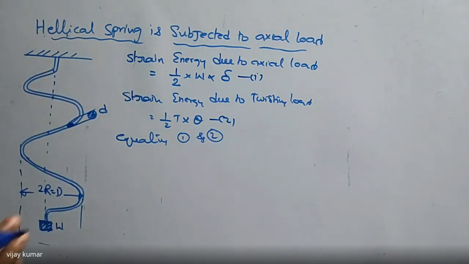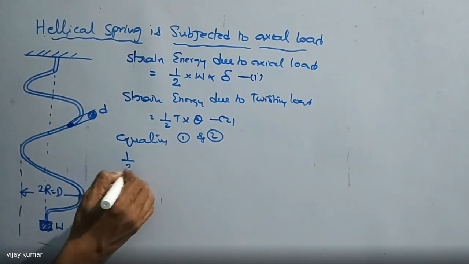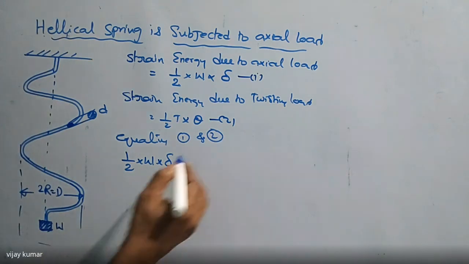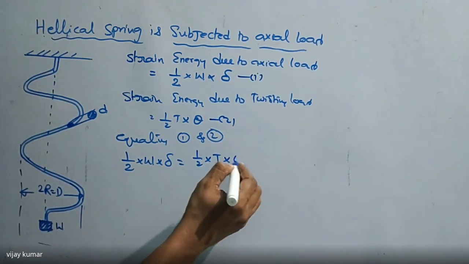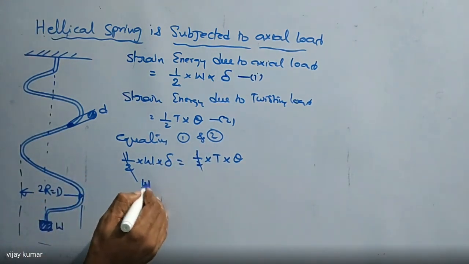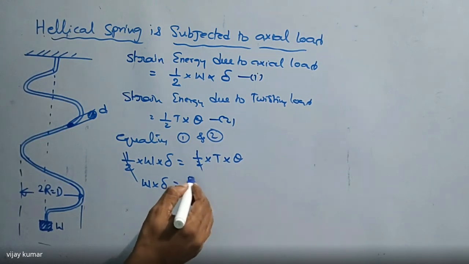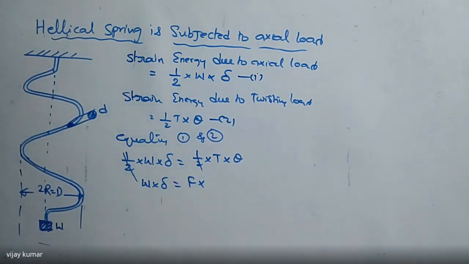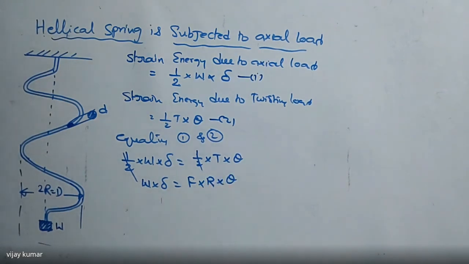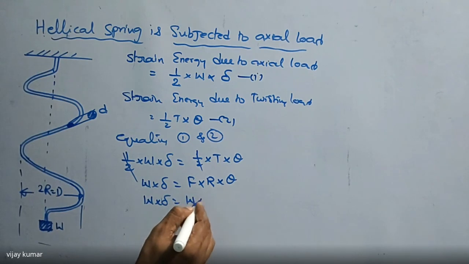Equating 1 and 2, I'm writing half into W into delta is equal to half into T into theta. Then the halves are cancelled. What is torque here? W into delta is equal to torque, which is nothing but force into displacement. The displacement here is force into radius, that is R into theta. Force is nothing but W. So I'm writing W into delta is equal to W into R into theta.